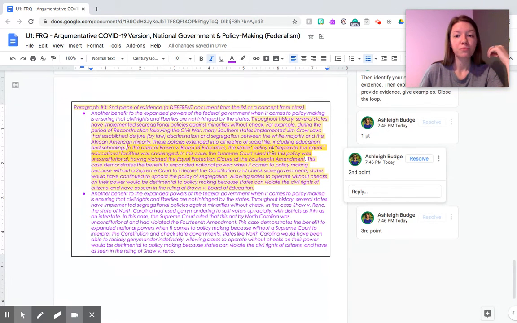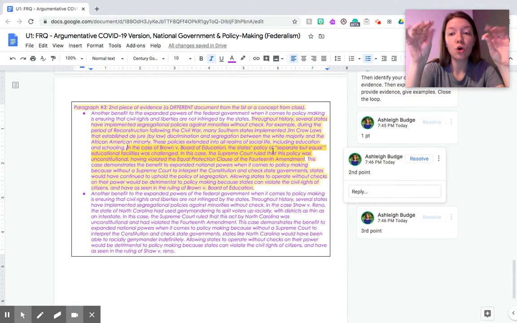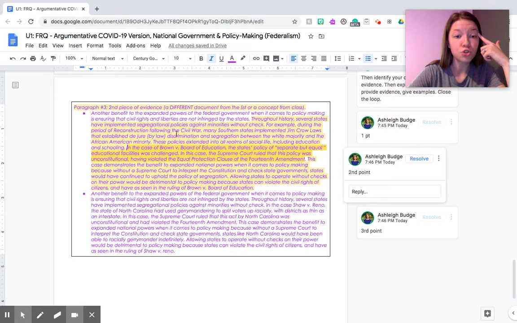14th Amendment. I just dropped in so many little pieces from the course that the reader is going to know that I know what I'm talking about, right? I talk about Jim Crow laws, de jure discrimination and segregation, Brown v. Board, separate but equal, Equal Protection Clause of the 14th Amendment, right? All of those things prove that you know what you're talking about, okay?